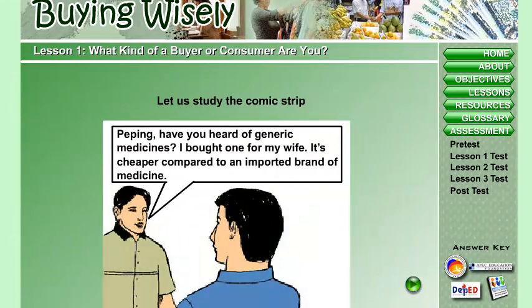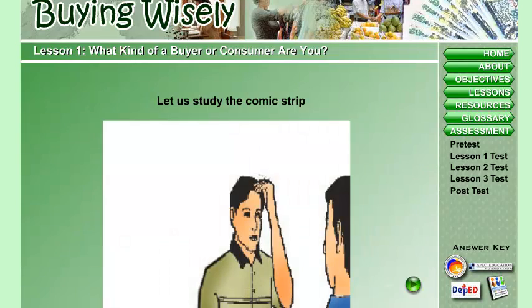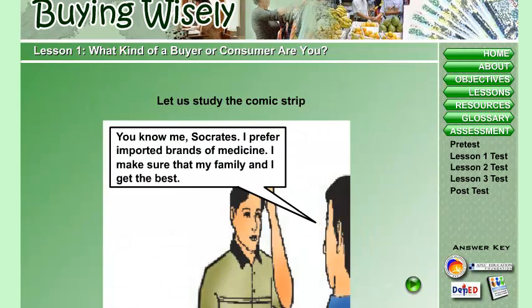Next, Piping, have you heard of generic medicines? I bought one for my wife. It's cheaper compared to an imported brand of medicine. You know me, Socrates. I prefer imported brands of medicine. I make sure that my family and I get the best.